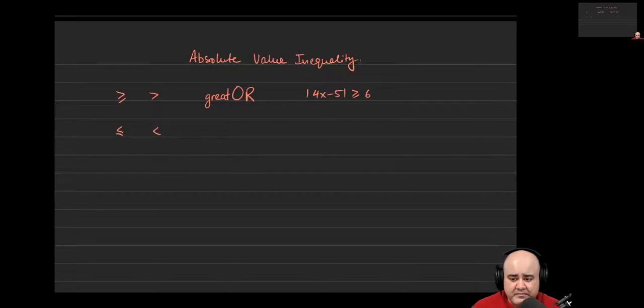If we have less than or equal to, or less than, the way I remember this is "less than." It's almost like "less than," but there's a D at the end, for AND. If we have the same exact inequality, the absolute value of 4x minus 5 is less than 6, this will split into something AND something, whereas the top one will split into something OR something. So once we have that settled, let's talk about how the split occurs.